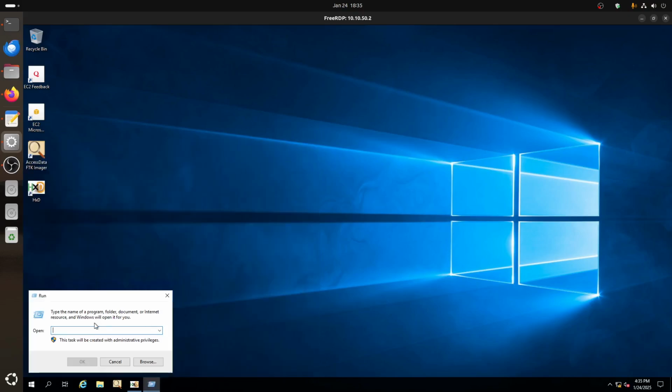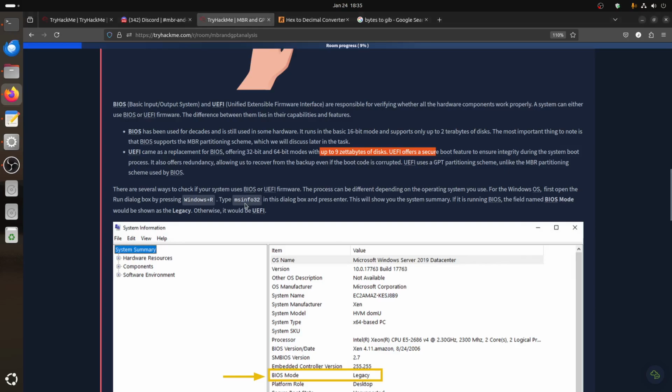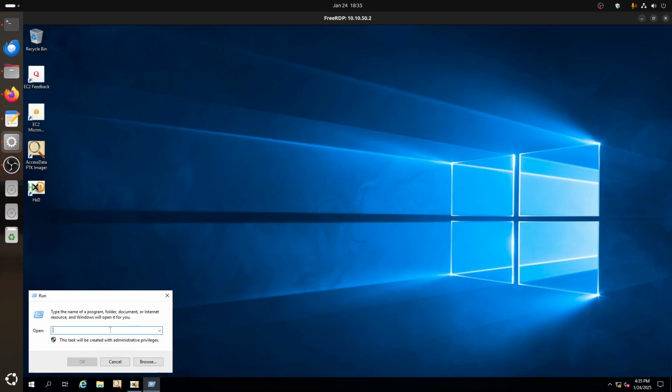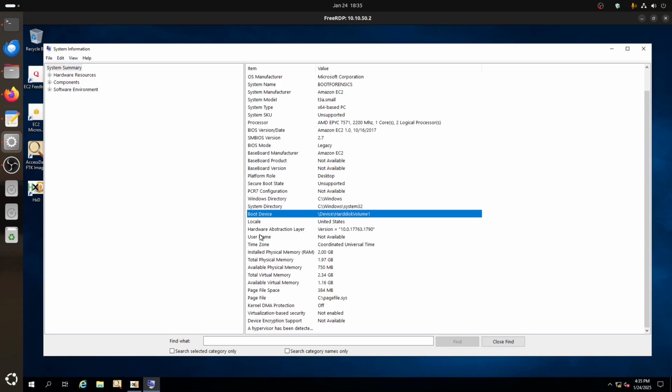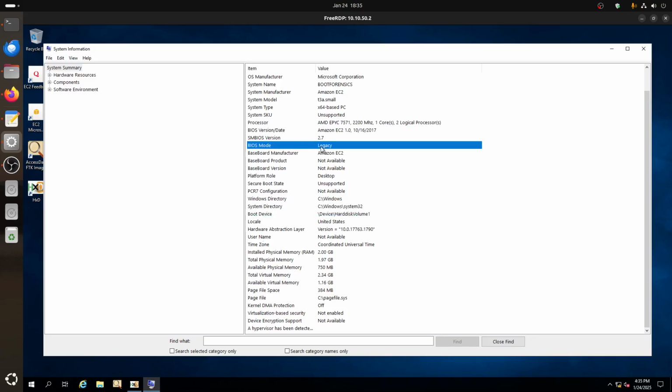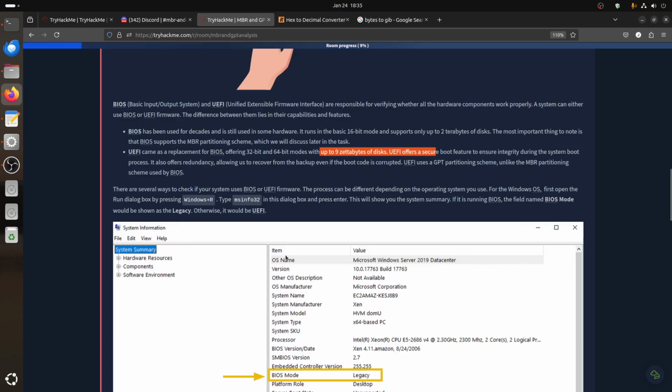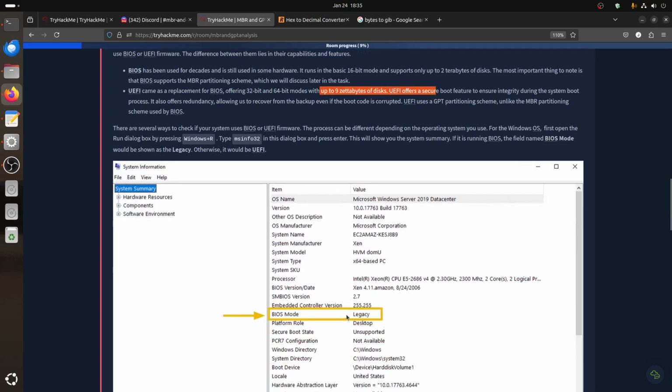Then we type msinfo32. Then the BIOS, where is the BIOS device, the boot? The BIOS mode is Legacy. So there we know it's a legacy system, it's not using UEFI.